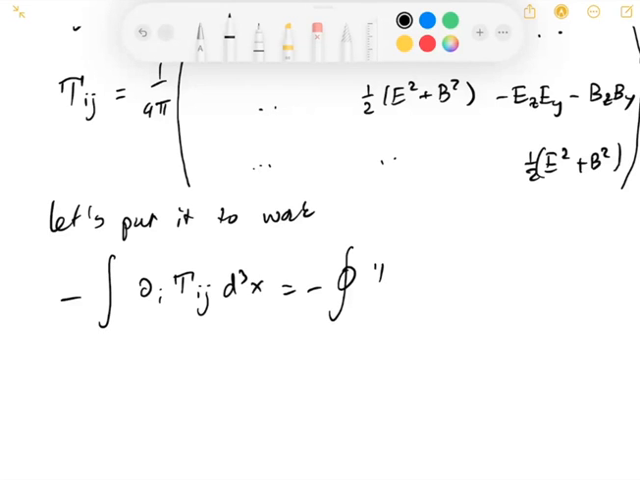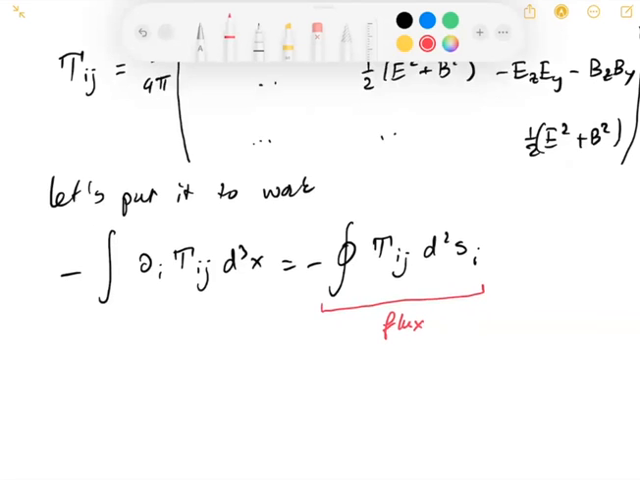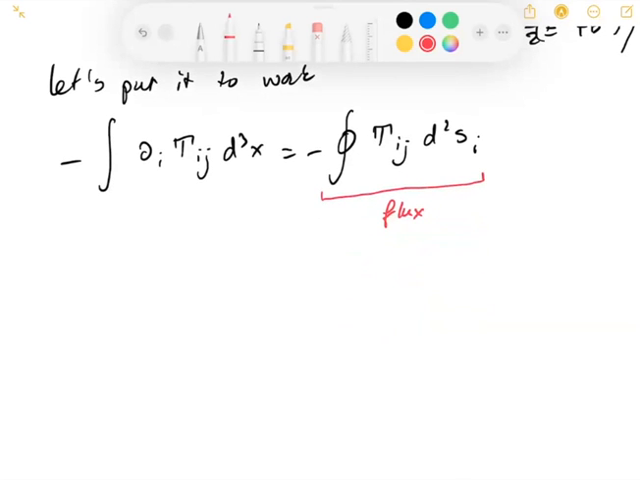Okay, T_ij, and this is d²s_i. Okay, so this looks like flux, except this flux has a direction. It's not a scalar thing. So this is like momentum flux. Okay, so there are two famous examples. Let's start with number one.